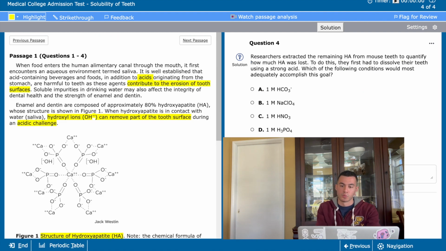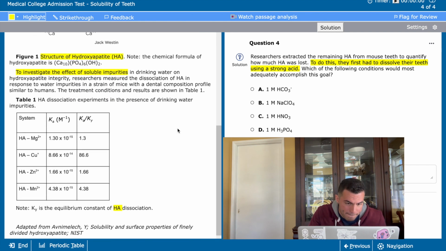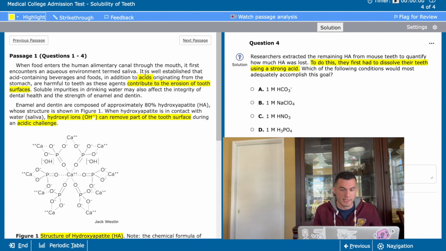Number 4: researchers extracted the remaining HA from mouse teeth to quantify how much HA was lost. To do this, they first had to dissolve their teeth with a strong acid. Which of the following conditions would most likely accomplish this goal? Yeah, so we're not given too much info within this question stem. I'm looking back in the passage and all I could really find is that in the beginning, it says it is well established that acid-containing beverages and foods, in addition to acids originating from the stomach, are harmful to teeth as these agents contribute to the erosion of tooth surfaces.